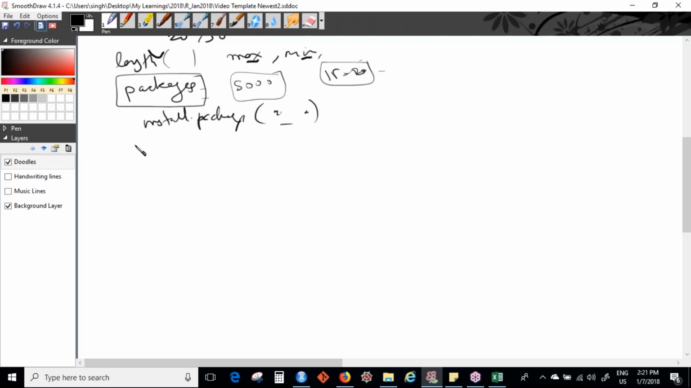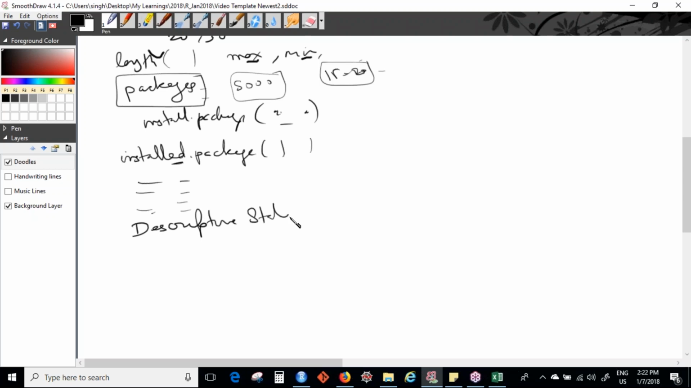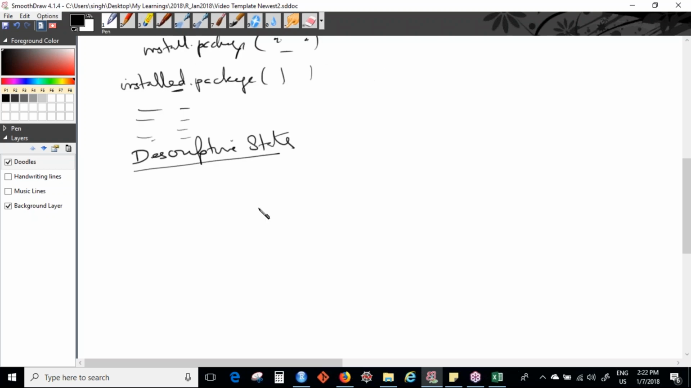So that is how you install packages. If you want to see what packages are already installed on your system, you can write installed.packages. If you write installed.packages, you will get a list of all the packages that are installed. So that's what we saw. Then we move to descriptive statistics after that. So anybody remembers what is descriptive statistics?